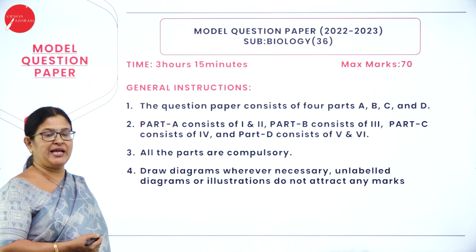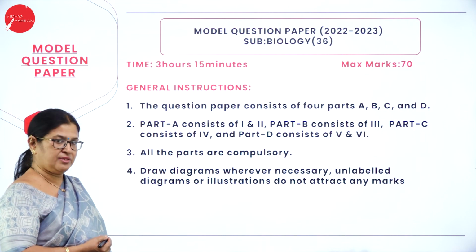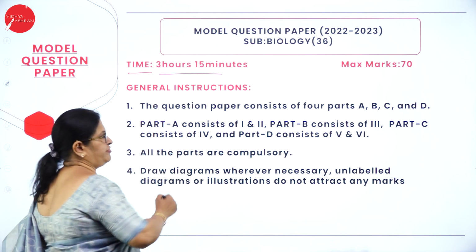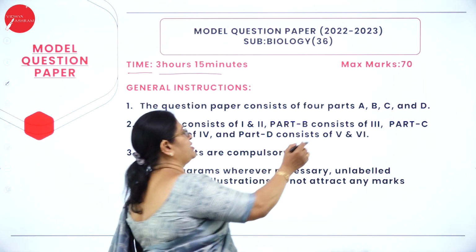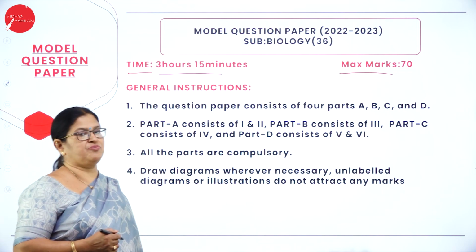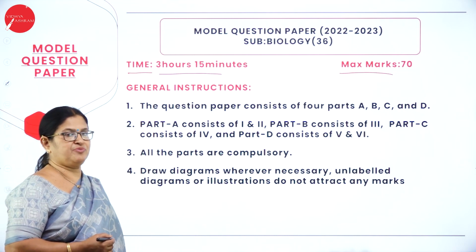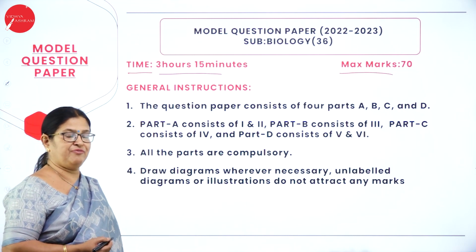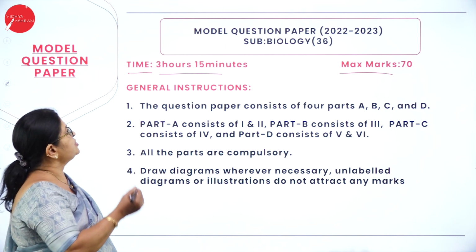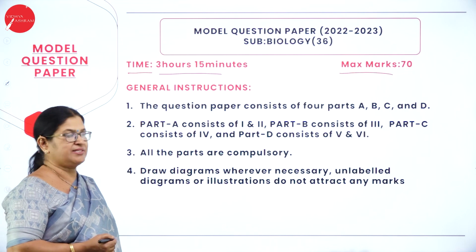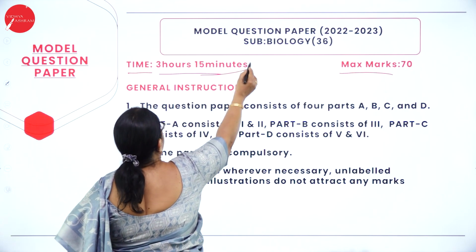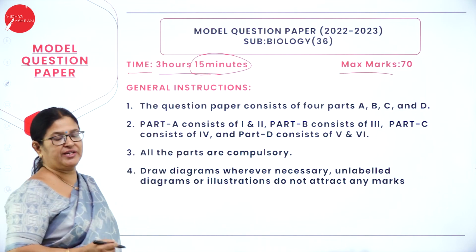As you know, the time duration for your second PUC biology examination is 3 hours 15 minutes and the maximum marks is 70. As you all know, your theory paper is for 70 and practical is for 30, which has already been done for you all. So the total is 100 marks. Imagine this 15 minutes is very, very precious in your examination.